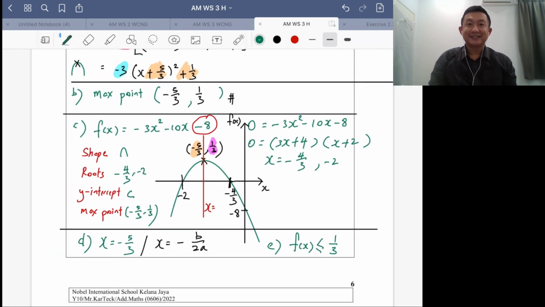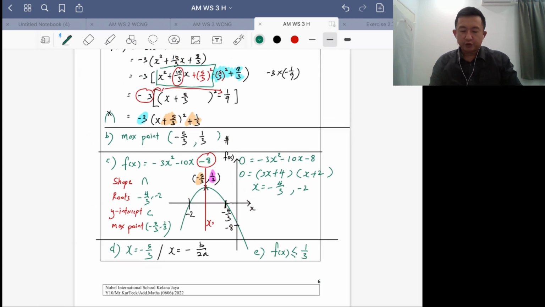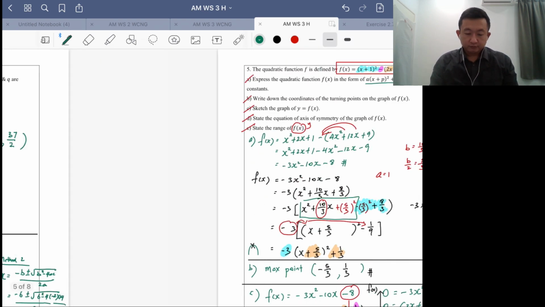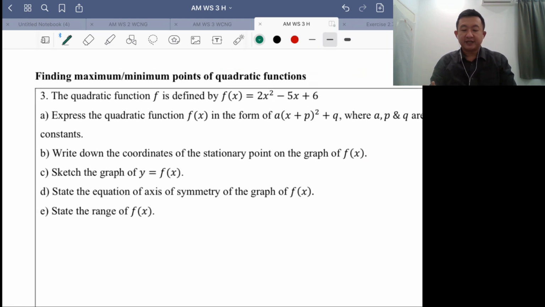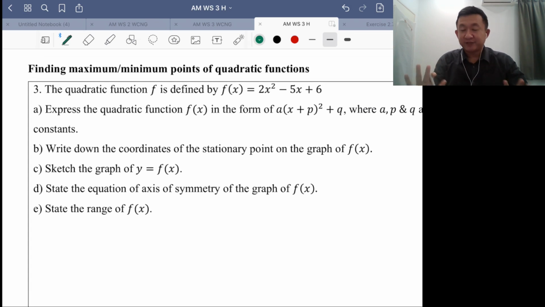Okay. Now I will show you one more. This one. We do the same thing again. It's a bit different. That's why I'm going to show you. First, you have a quadratic function, nicely done.